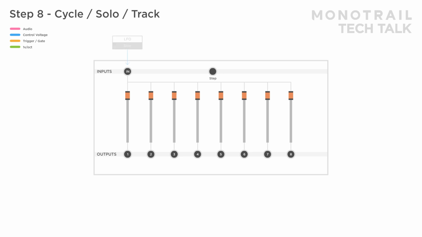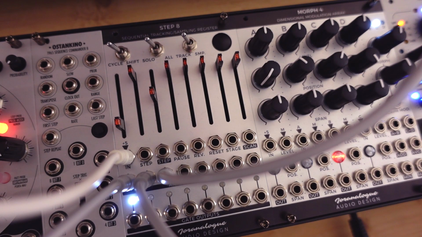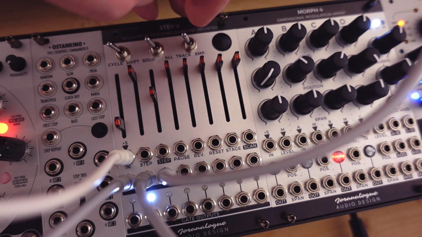Every mode and way of operation of Step 8 creates powerful functions. I'll give you just a few examples for each of them just to get you started. For example, with a sine wave LFO at the input, you can send one or multiple outputs to different destinations. In a simple voice, you could send one to the pitch of an oscillator, one to the filter cutoff, and one to modulate the VCA. You can use the sliders to attenuate the signal to each destination.